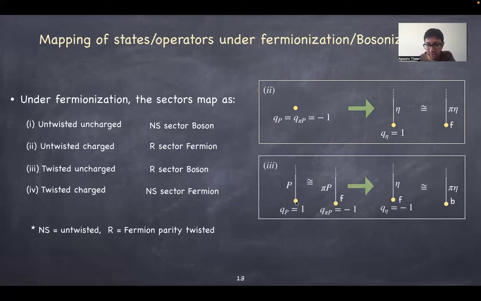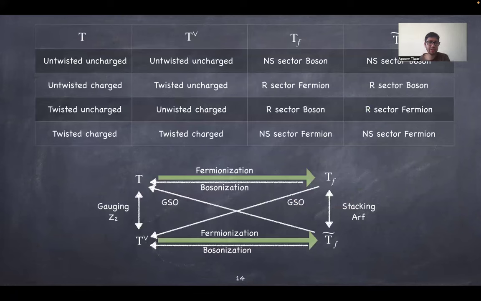Similarly, if you start from the twisted sector in the initial bosonic theory, this is understood as a fermion at the end of the πP twist line. So it's a twisted sector charged operator which maps to a twisted sector charged operator. So it's an η twisted, η charged operator. And attaching a π line just changes this fermion to a boson. So we end up with an R sector boson. These are the fermionization rules.